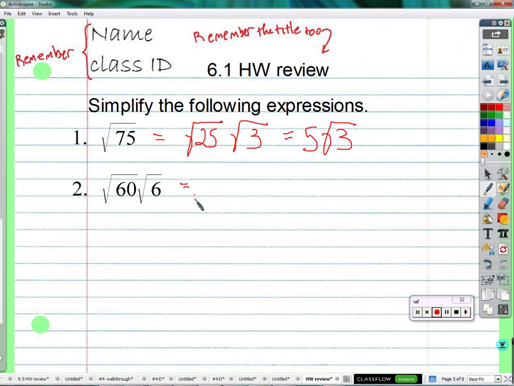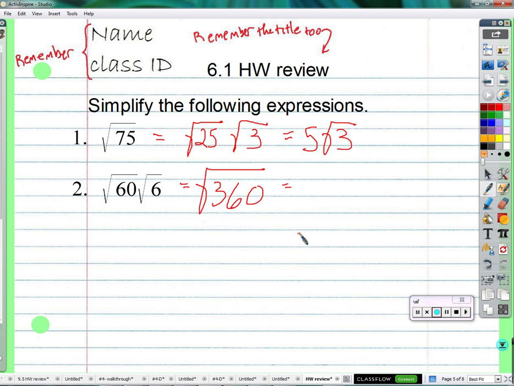All right, if we were to multiply 25 times 3, we get the square root of 75. We can do the same thing here. Square root of 60 times the square root of 6 is the square root of 360. Okay? Well, now it's one big square root again, but I can factor it in such a way now that one of the numbers has a square root.